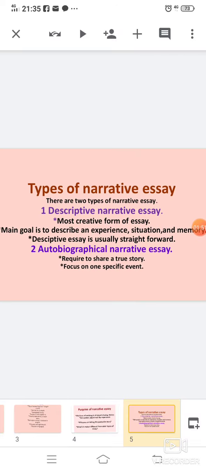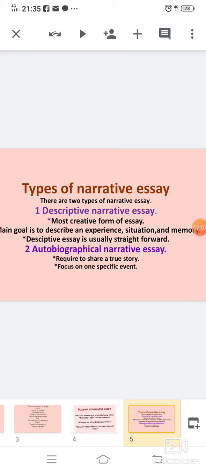Now we move to the interesting topic, the types of narrative essay. Actually, there are two types of narrative essay. The first one is the descriptive narrative essay and the second is the autobiographical narrative essay. The descriptive narrative essay is the most creative form of the essay. The main goal of the descriptive narrative essay is to describe an experience, situation, or memory by using realistic detail. The other main goal is to evoke the reader's different senses and paint a clear picture of an event.